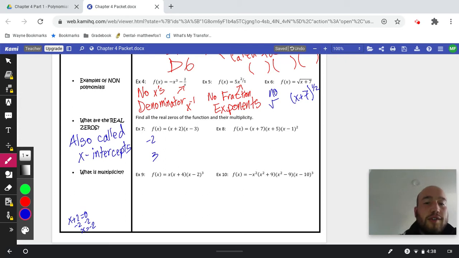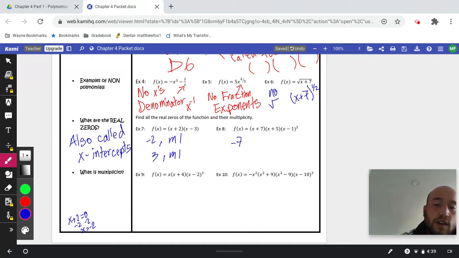Now, the multiplicity just simply means how many of them are there in the function. Both of these have a multiplicity of 1, so I'm just going to put m1 because there is one zero. Initially you might think, why do I care how many there are? However, as we get into graphing later in this chapter, it will be very crucial for what the shape of the function looks like.